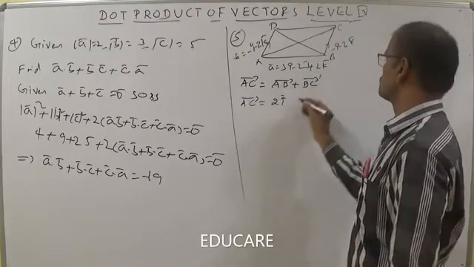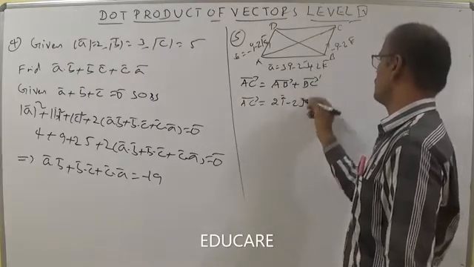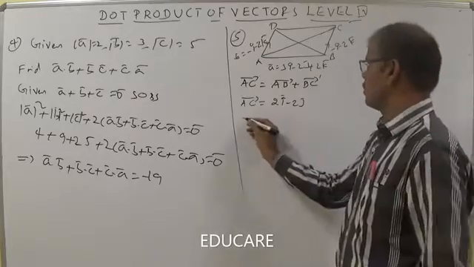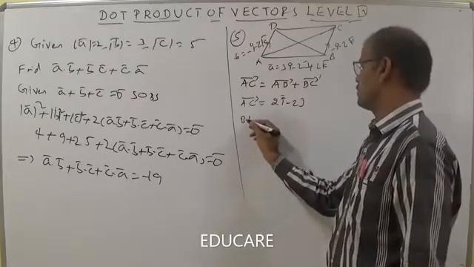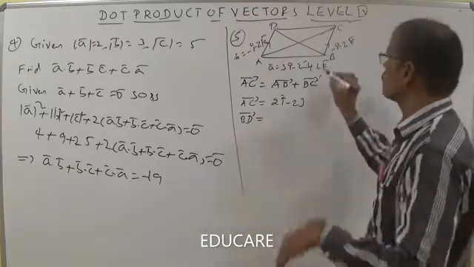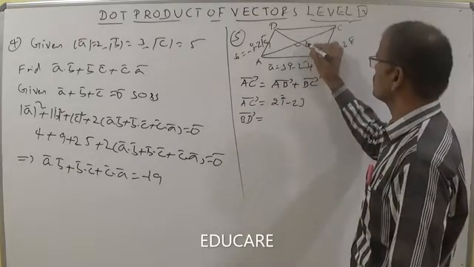Next, minus 2j, there is no j, so directly you write minus 2j. Plus 2k minus 2k, it becomes 0. Now BD, you write BD or DB, anything you can take. If he gives an acute angle, this is the acute angle, this is the obtuse angle.